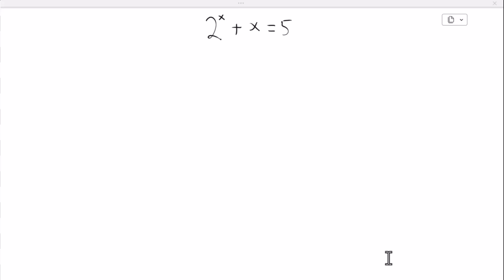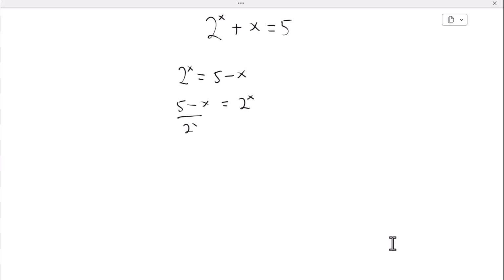Hello, so we have a question on board that is 2 to the power x plus x is equal to 5, and we have to find the value of x. Now how do we go about it? So first of all, let's have 2 to the power x to be equal to 5 minus x.